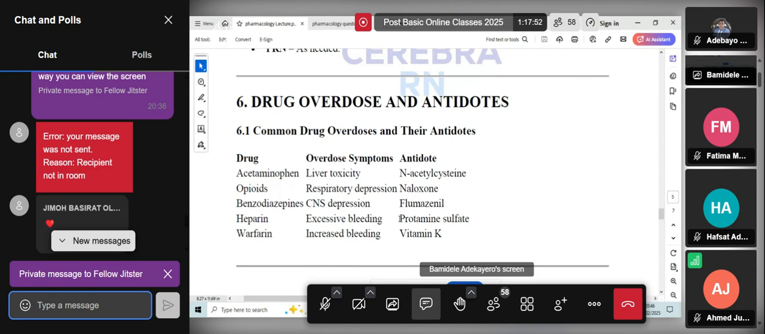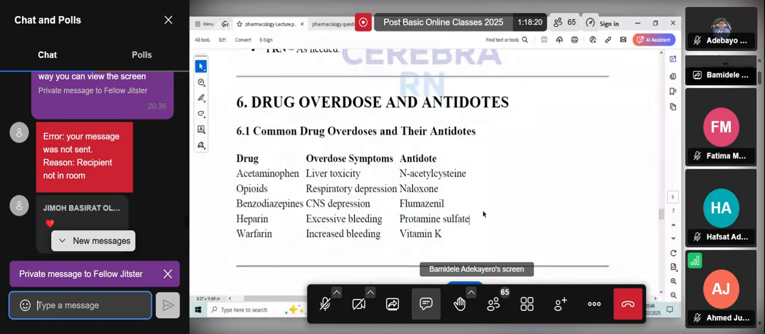For instance, if you are asked, as a nurse in the emergency department, a colleague has given an overdose of warfarin to a patient, what is the antidote? Even though warfarin and heparin have the same symptom, which is bleeding, they have a specific antidote. For warfarin, it is vitamin K injections, and for heparin, potassium sulfate.